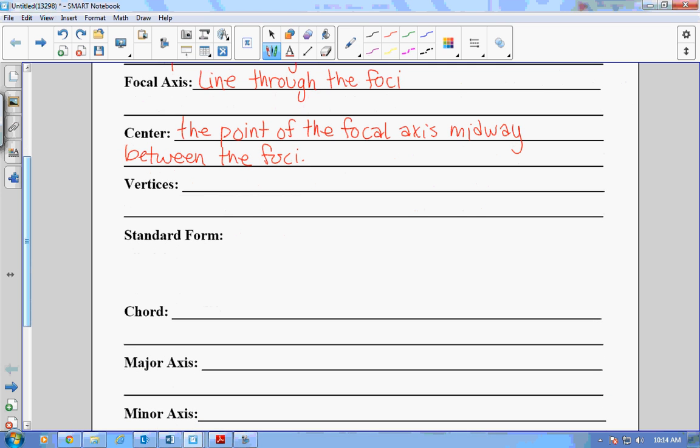Vertices. The points where the ellipse intersects the axis. Vertices are the points where the ellipse intersects its axes, or its axis.